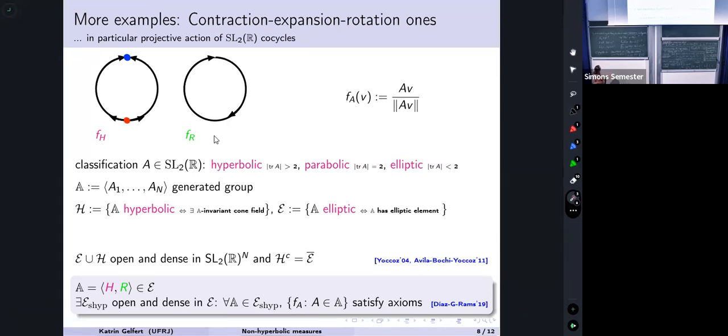So we would like to answer these questions. In particular, we want to quantify non-hyperbolicity. And what are the main tools, or main steps, for our analysis? First is to have hyperbolic approximation of non-hyperbolicity.